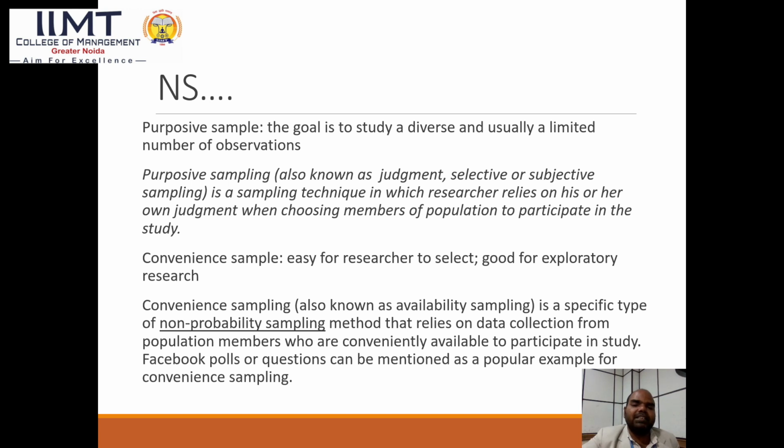Convenience samples are easy for the researcher to select, good for exploratory research. Convenience samples are also known as availability samples. Samples are very easily collected by this sampling, a specific type of non-probability sampling method that relies on data collection from population members who are conveniently available in our research.